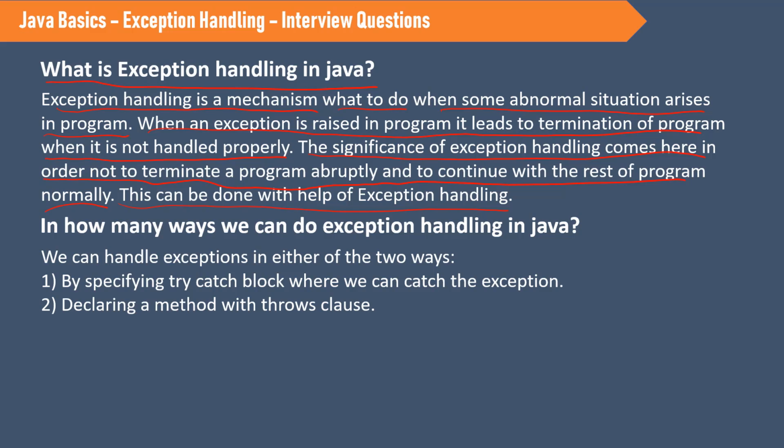So next question is, in how many ways can we do exception handling in Java? There are mainly two ways. One is by specifying a try catch block where we can catch the exception, and the second one is using the throws clause. So we have a throw clause also. The throw clause is used if we want to intentionally raise an exception. So that doesn't come under this. If we want to handle the exceptions that are raised by the program, then we can handle them by using a try catch block or a throws clause.